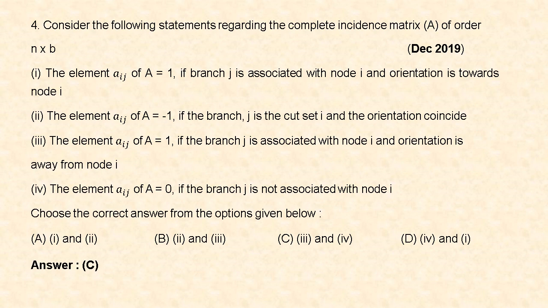Here the correct statements are: the element Aij of A is equal to 1 if the branch j is associated with the node i and the orientation, that is direction, is away from the node i. And fourth one, the element Aij of A is equal to 0 if the branch j is not associated with node i. So option C is correct.